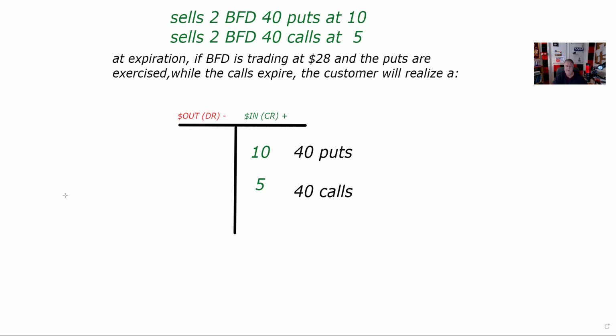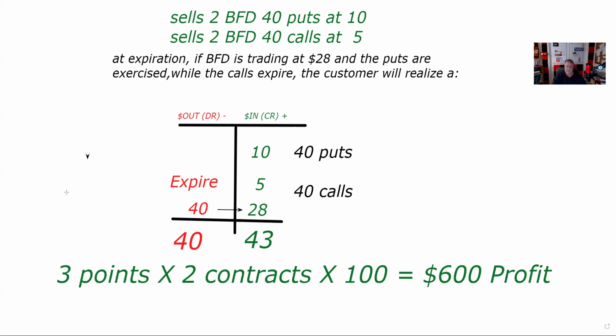Okay, the puts are exercised. That means I'm buying the stock at 40. The calls expire. And the stock is 28, right? So boom. Now I just net those and I say, okay, well, I'm out of pocket 40. I brought in 43, so I made 3 points on two contracts, each of those contracts covering 100 shares. So the answer to this question is that we have a $600 profit. Again, I would like you to fire up that T anytime you can, track the money in and out.